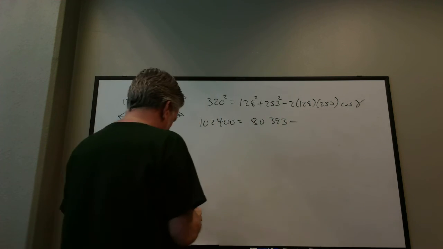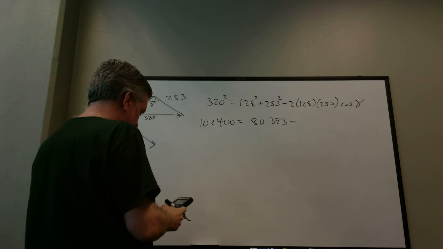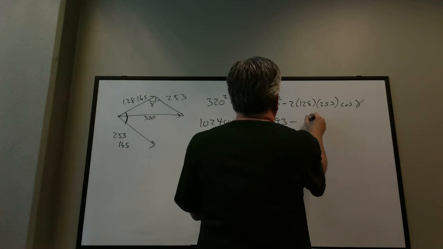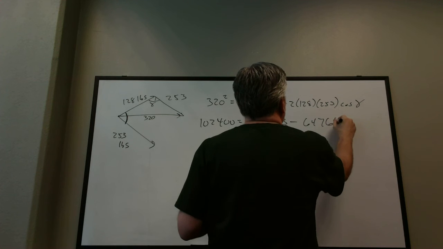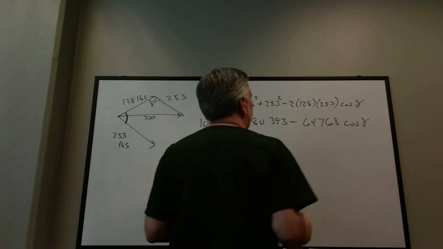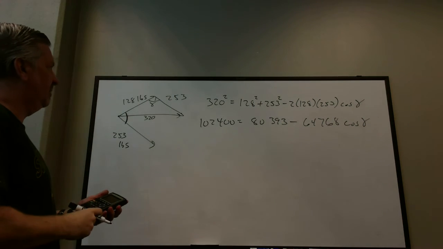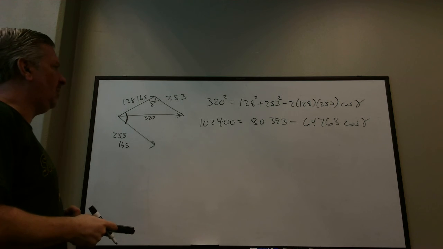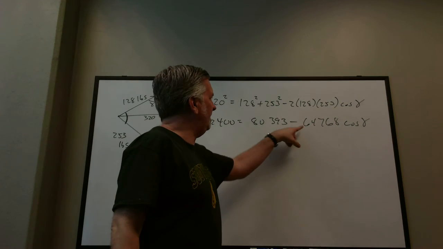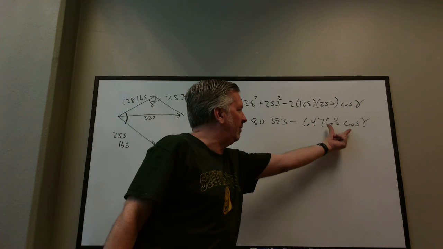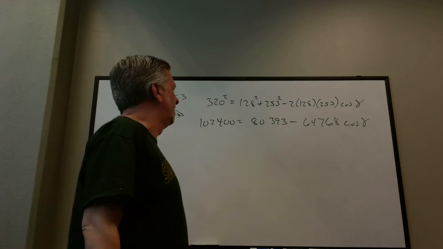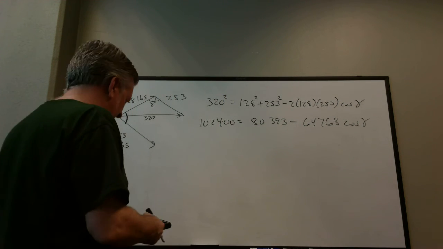80,393 minus 2 times 128 times 253 is 64,768. And again, you should be punching these in. Make sure you get the same thing. Now remember, you cannot combine these numbers because this is the product. Order of operations is products before differences. So we have to subtract the 80,393 from both sides.